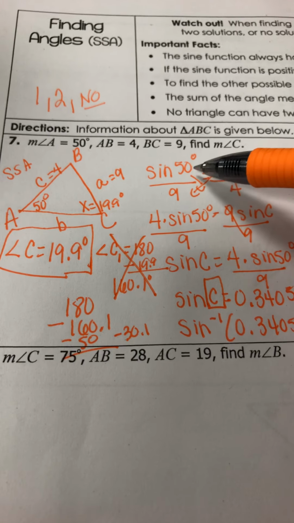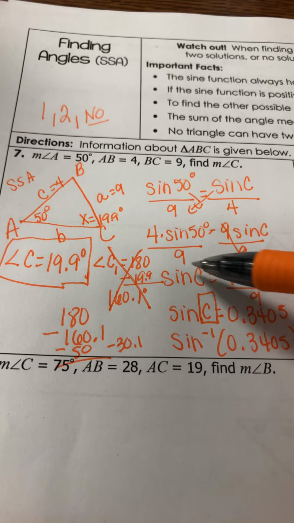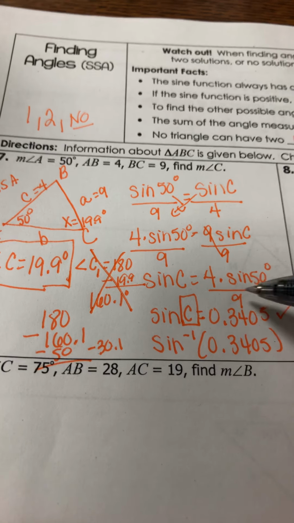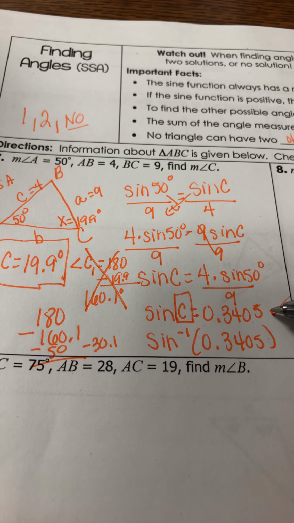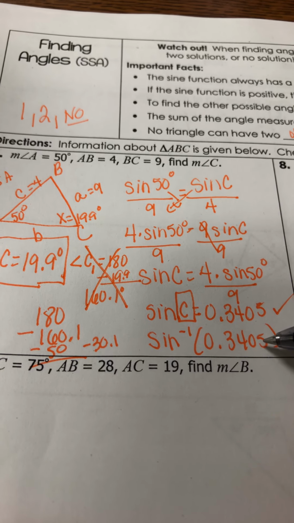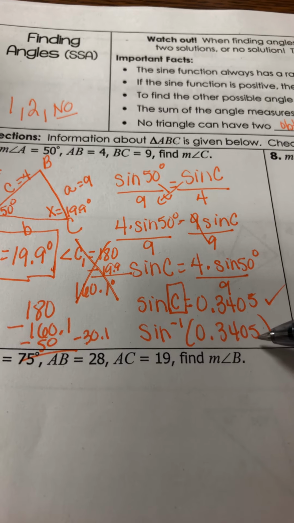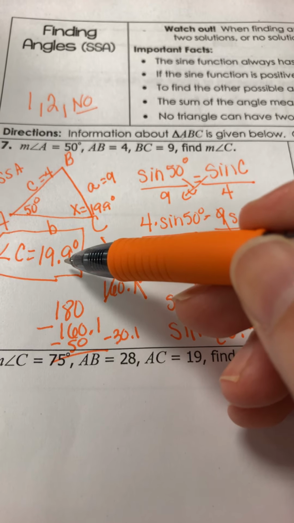Okay, so going through the steps, step 1 on your Word document tells you to set up a ratio. I set up my ratio and I solved for the sine of x. In this case, it was the sine of angle C. And I divided it out for step 2. Since it was in between -1 and 1, I went to step 3, which is to find the inverse sine of this angle so that I would know what my angle C is. My angle C is 19.9 degrees.